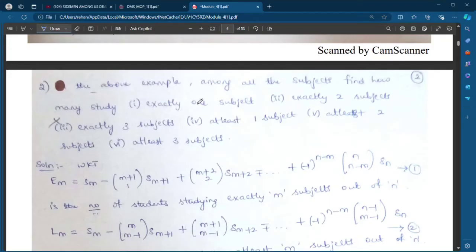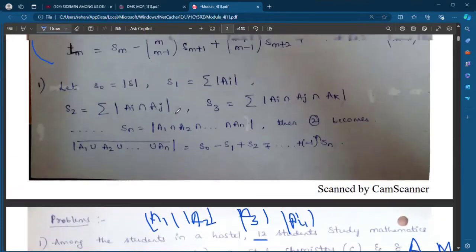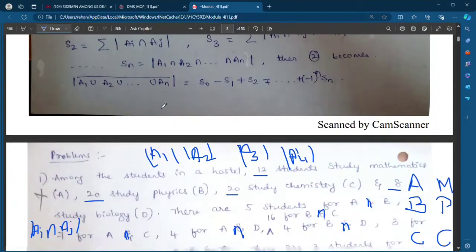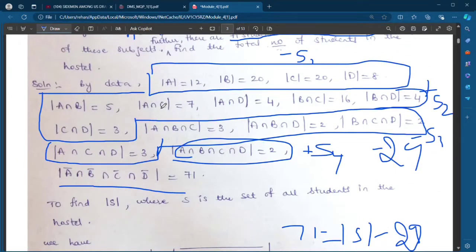From the same above example, now what it is saying? It is asking to find exactly one subject. How many students will study exactly one subject? So exactly one means that first formula you saw here, right? You can see here like this. So exactly one means from E1 I will take. So if I'm taking E1, from S1 minus 1 plus 1, 2, 1, then 3, 1, 4, 1.